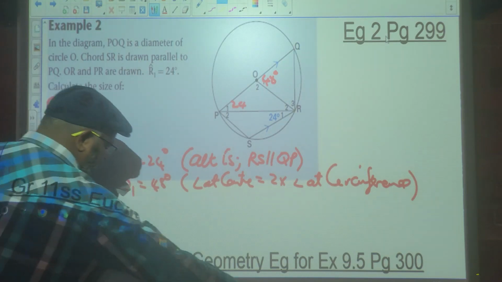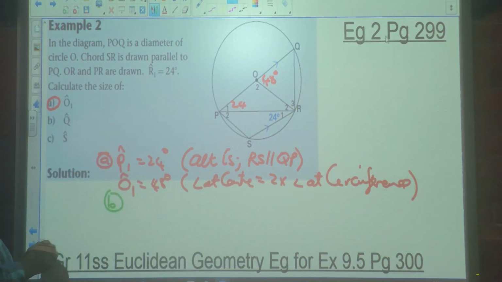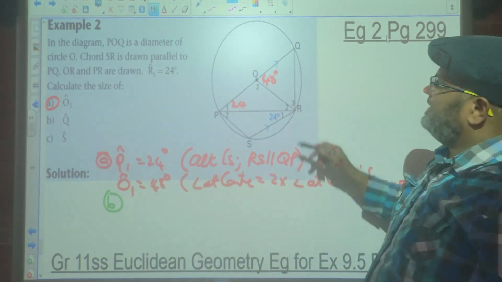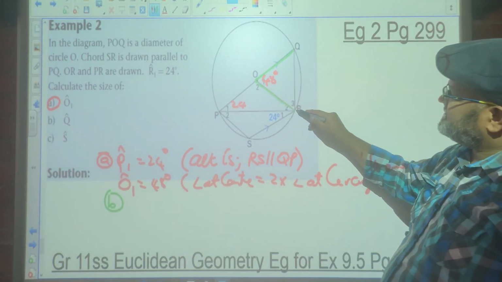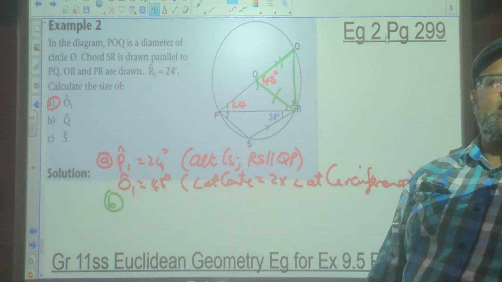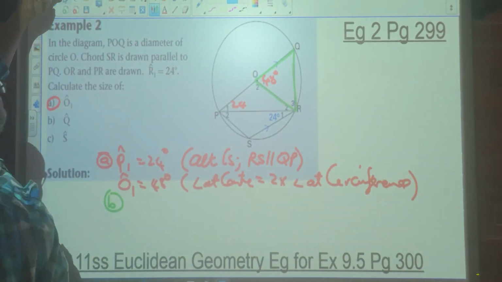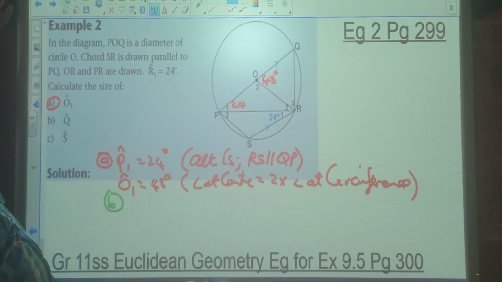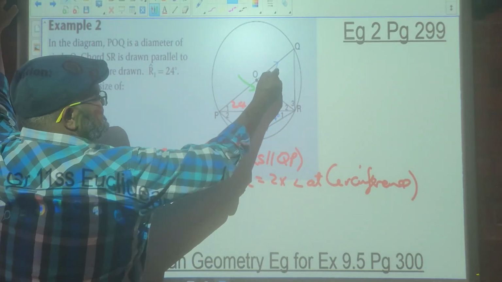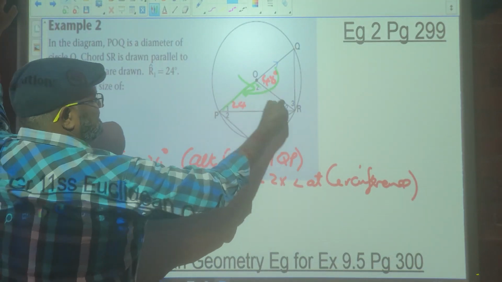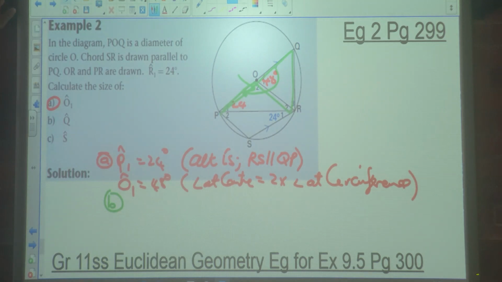Let's look at B. We want you to work out angle Q. Angle Q, how can you work out angle Q? Angle Q is the same as P3. Angles opposite equal sides, then sum of triangles. Not so. How else could we have worked it out? Right, there's another way. This is straight line. And then angle at center is twice angle at circumference. Nice. It's another way.